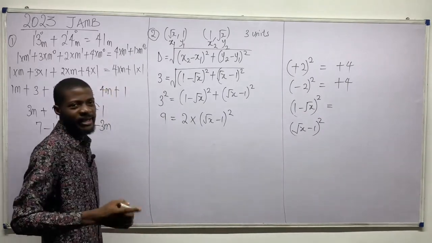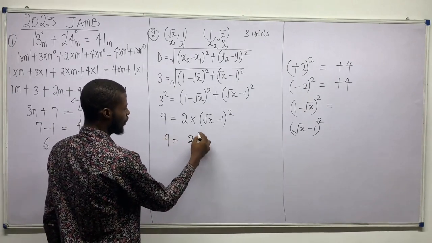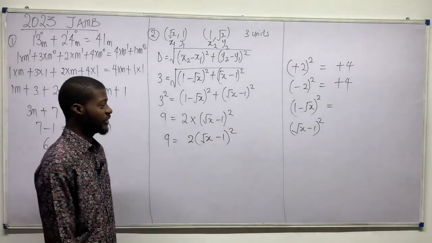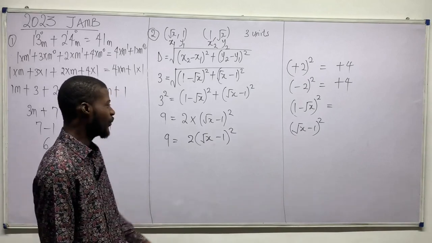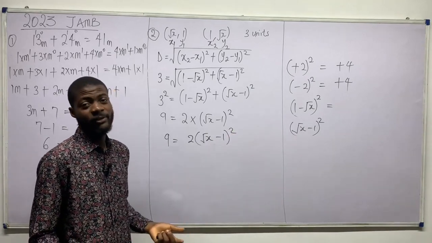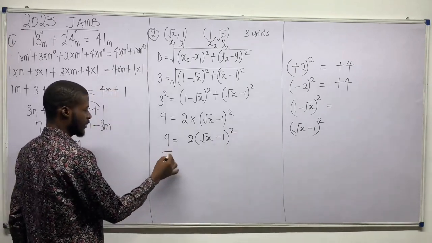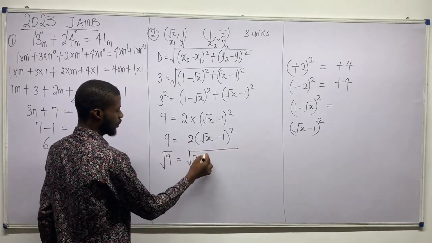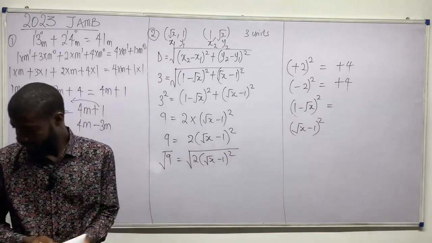Okay, so let me now proceed. And this is 9 equal 2 brackets (root x minus 1) all squared. Looking very, very sweet in a way. Now, what do I do next? And how do I remove this very square? To remove squares, I'm going to say square root. So we're going to take the square root of 9 and take the square root of 2 brackets (root x minus 1) all squared.